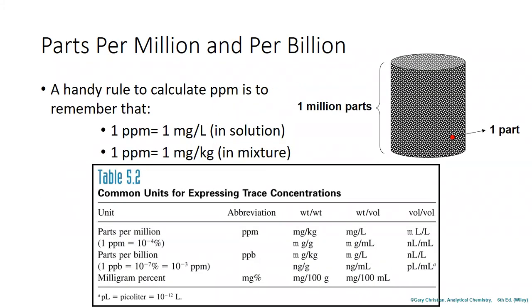So a handy rule to calculate parts per million is to remember that 1 part per million is 1 milligram per liter in solution, or 1 milligram per kilogram in a mixture. And I like this diagram because it shows this is 1 million parts and it's just this one tiny little part. It's like a little speck. So 1 in 1 million chance. And these are some other ways that parts per billion and parts per million can be expressed using weight and volume.